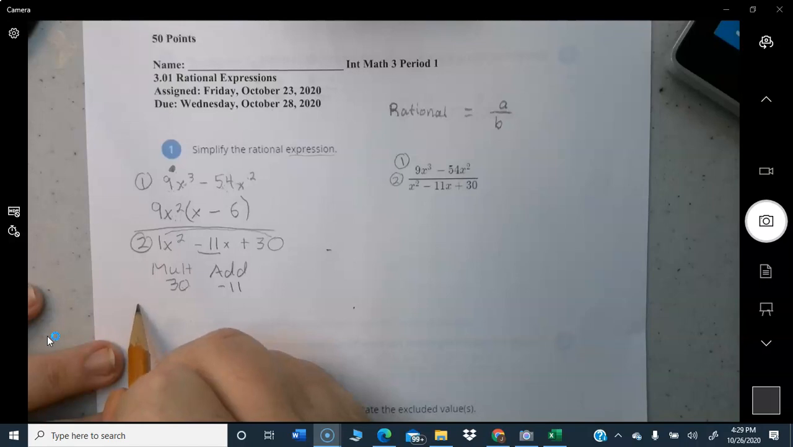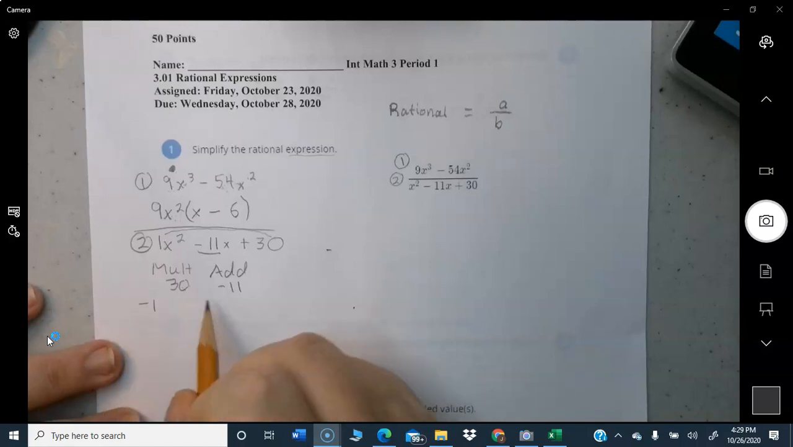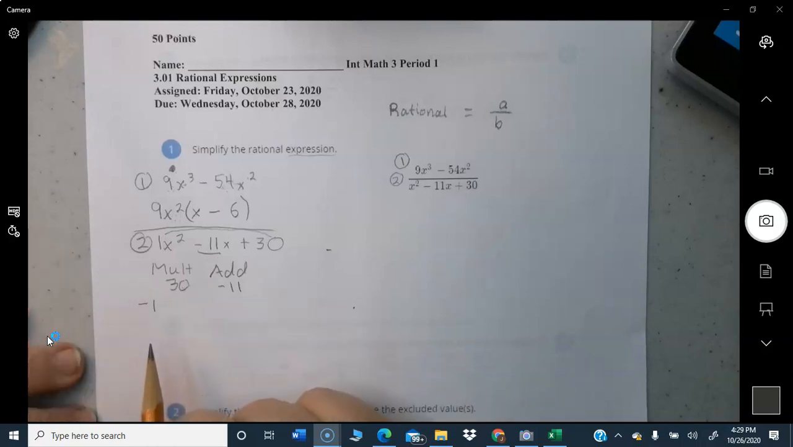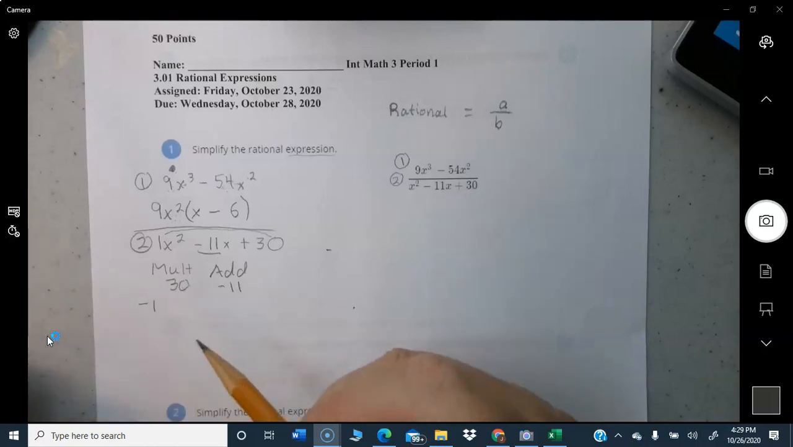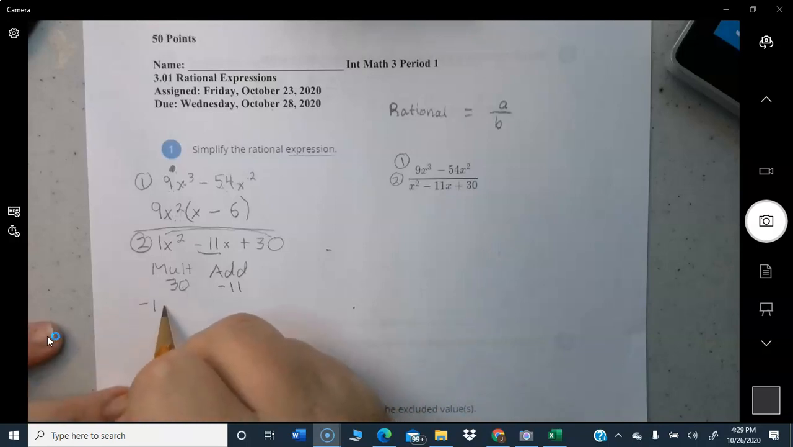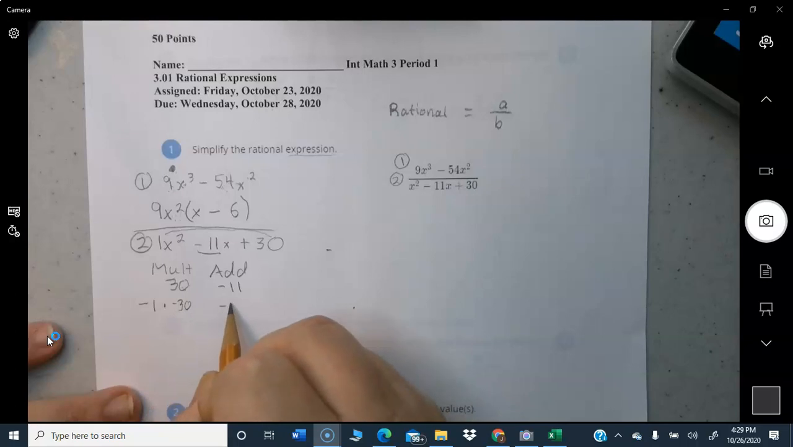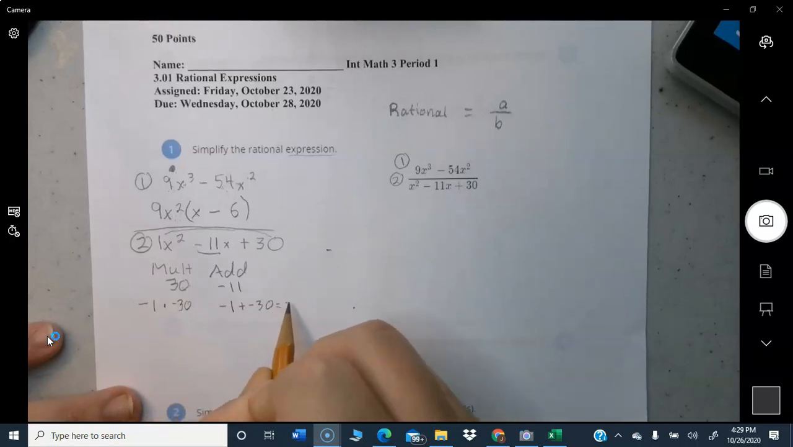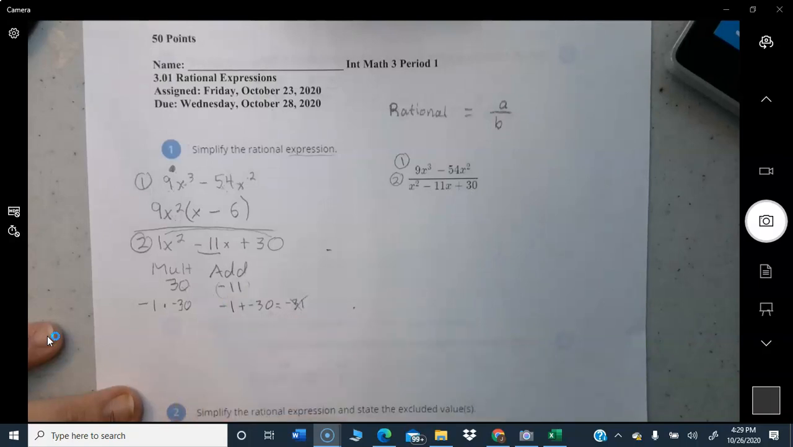So we just start a sequence and work our way down until we find the two numbers. If you can do this in your head, that's fine. Do it in your head. But if you need a methodical way to figure these two numbers out, do it this way. So negative 1 times negative 30 is going to give you positive 30. Negative 1 plus negative 30 equals negative 31. Okay, that's not what we're looking for. We're looking for negative 11.